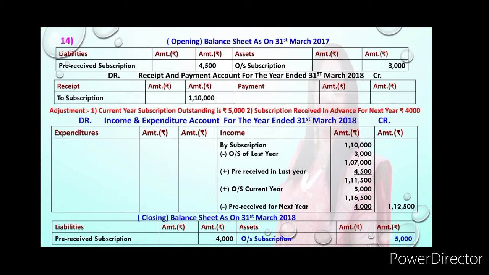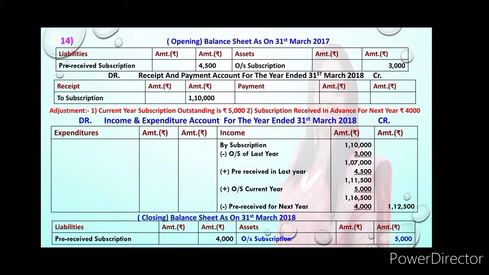Now let's take the liability side. There is recorded pre-received subscription 4,500. Pre-received of last year, our sign is plus. Therefore, here in subscription you have to add and you have to write pre-received in last year 4,500. You have to add this amount. So total amount will be recorded as 1,11,500 in inner column only.